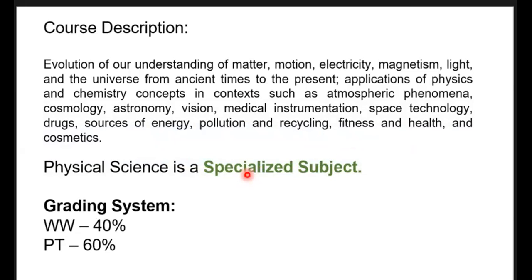It is called physical science because it deals more with concepts related to matter, or anything that has mass and volume or occupies space, and motion as well. So this subject would help you understand some of the concepts in both chemistry and physics. Take note that in your strand, the General Academic Strand, physical science is a specialized subject. So the same grading system applies: written works are 40% of your grade and performance tasks, or the activities that you have answered, are 60%.